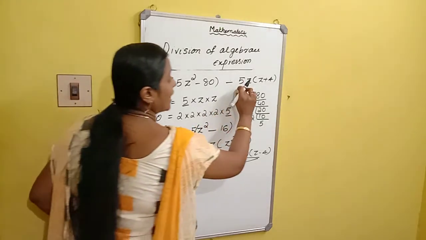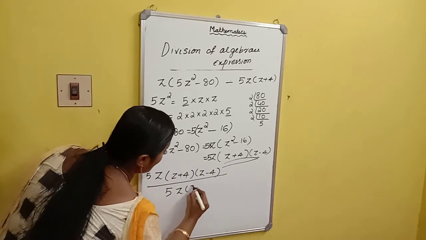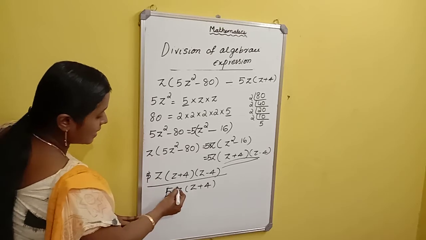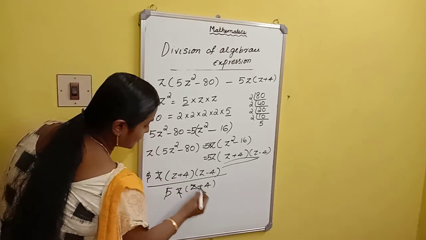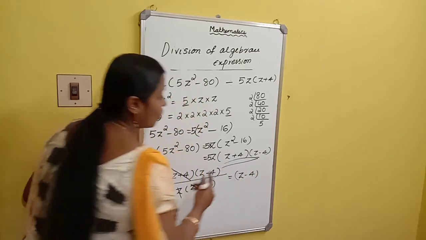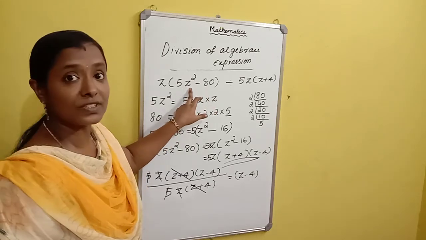After that divided by what? 5z into z plus 4. So you can cancel 5z, z plus 4, z plus 4, we get z minus 4. So one algebraic expression is there. So first we want to simplify it.